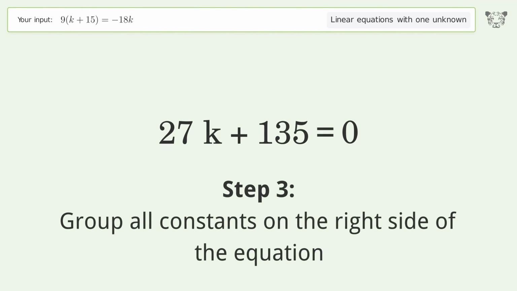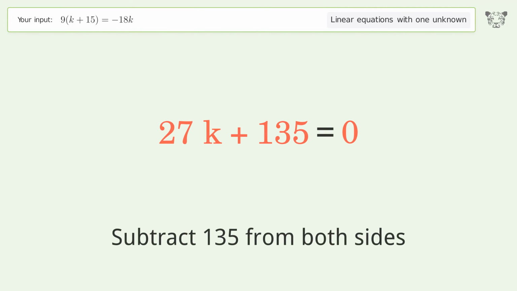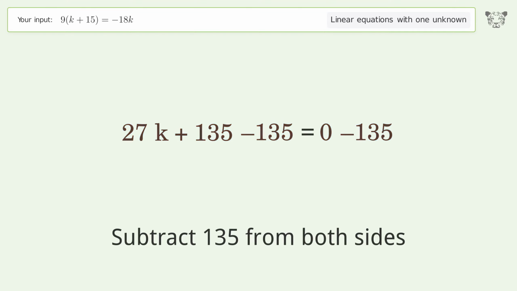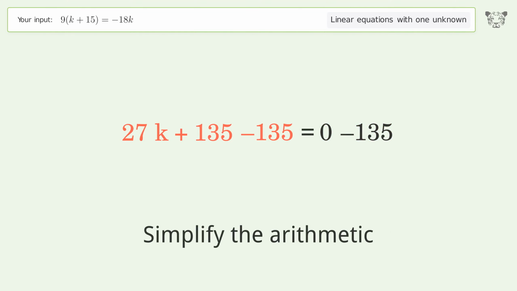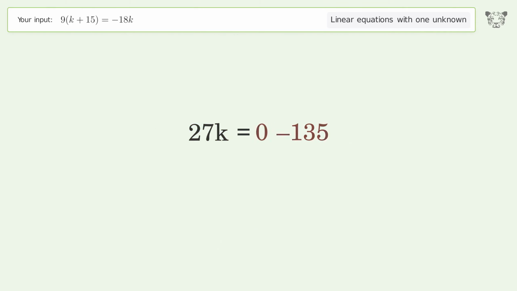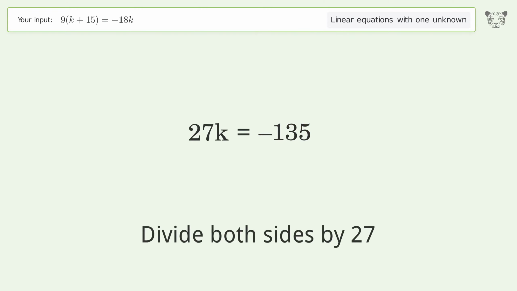Group all constants on the right side of the equation. Subtract 135 from both sides. Simplify the arithmetic. Isolate the k. Divide both sides by 27.